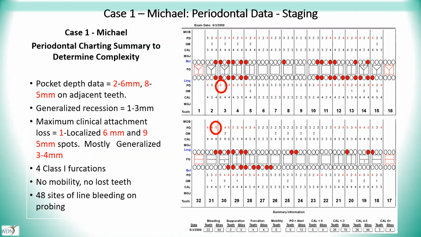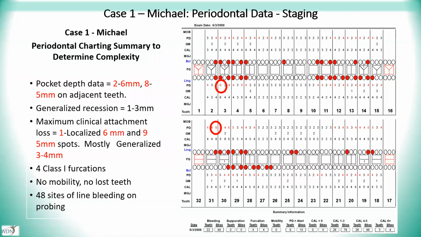And in the pocket depth data, there's 2 pockets that are 6 or more. Well, that automatically pushes us into stage 3, but there's 8 that are 5 millimeters. That would be stage 2. So there's a generalized recession pattern across this case, more than 8 teeth.